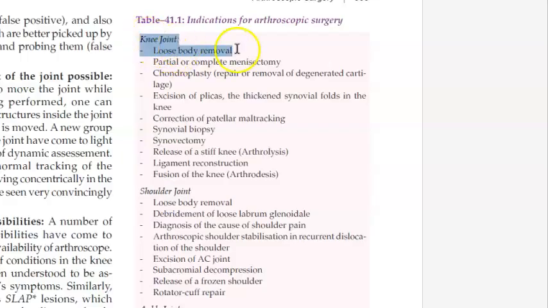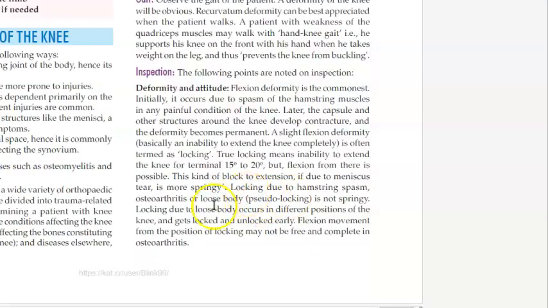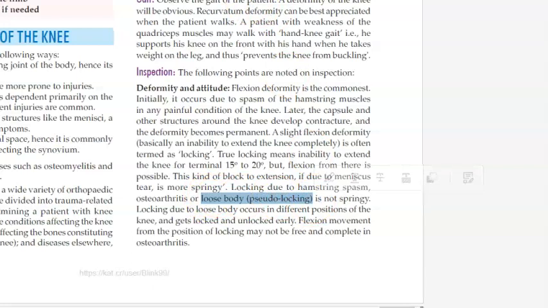So here you can see that in knee joint it can happen, in shoulder joint it can happen, in ankle joint. So basically remember, loose body will cause pseudo locking. Okay, that's what you have to remember. Who will cause true locking then?